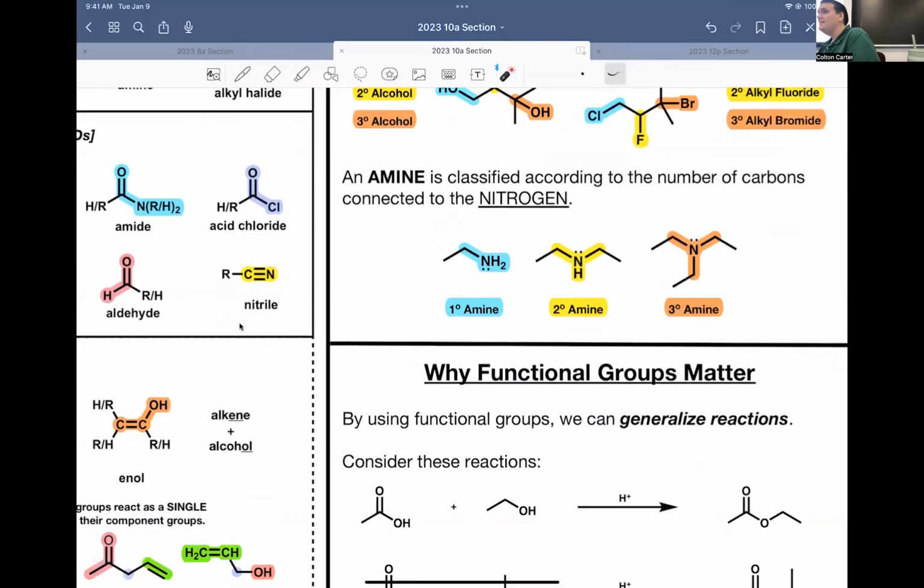The one that's weird is amines. So amine, you might think, okay, this nitrogen is attached to this carbon. This carbon is attached to 1 other carbon, so it's a primary carbon. This should be a primary amine. That's not how it works. For amines, it's about how many carbons are connected to the nitrogen. So here, this nitrogen has 1 carbon thing on it, so it's primary. This one has 2, so it's secondary. And this one has 3, so it's tertiary.